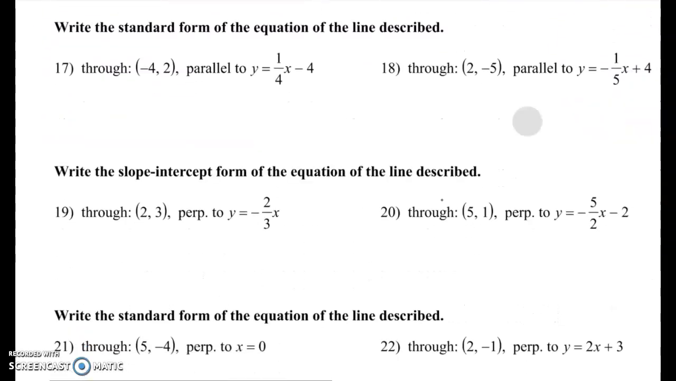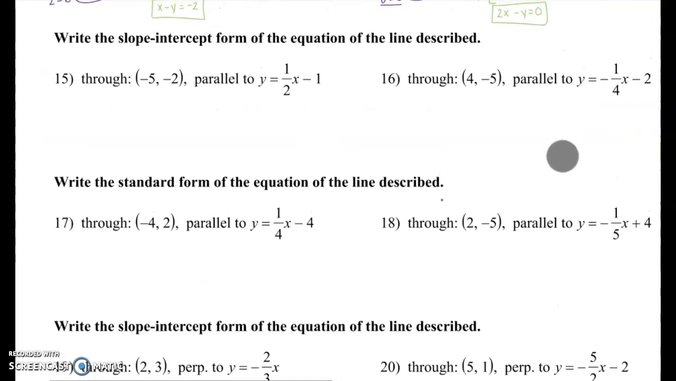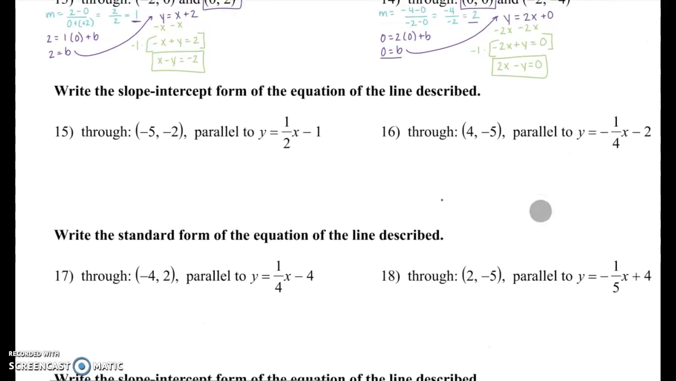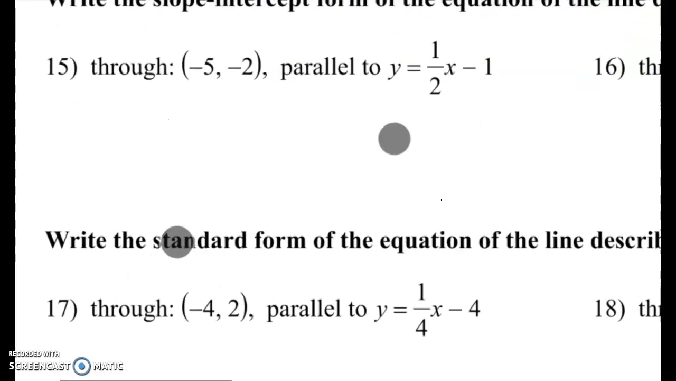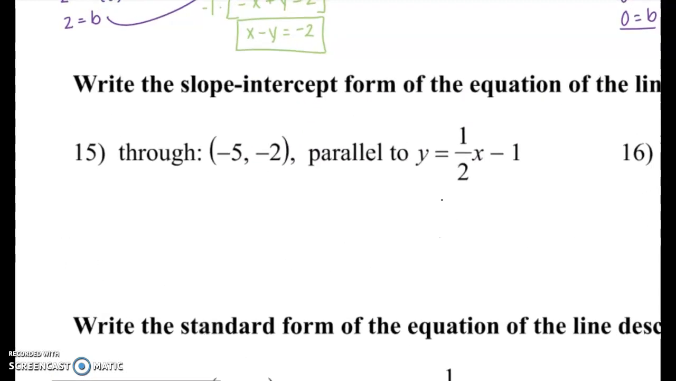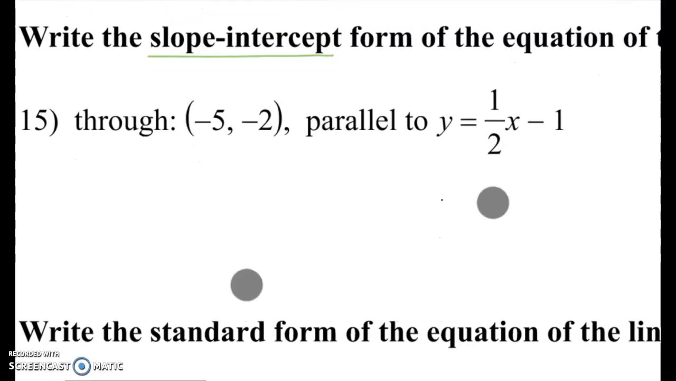Now we have a few problems towards the end, right? We have 8 more problems to go. This is going to be writing the equation of the line, parallel or perpendicular, slope-intercept form, standard form. We're going to see what each one looks like individually. So these first ones are written in slope-intercept form.